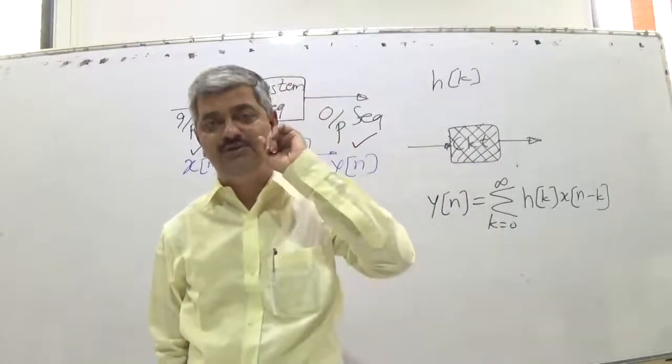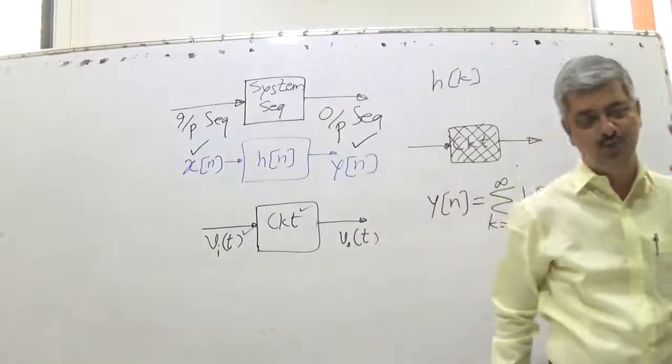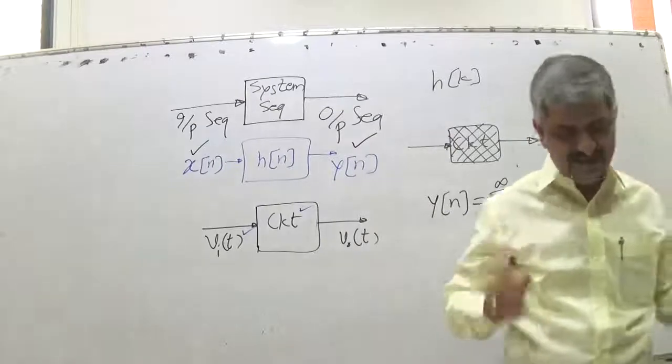You should be able to tell what is the system sequence. You can choose any input which is convenient to you. Think something and tell me what is hk.